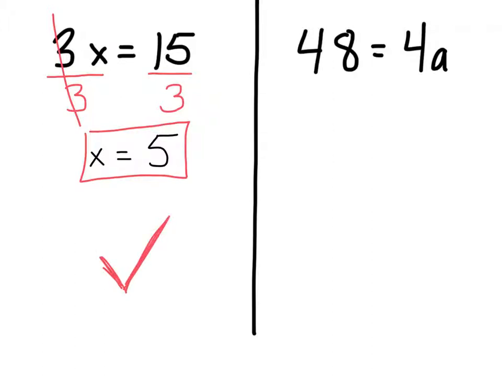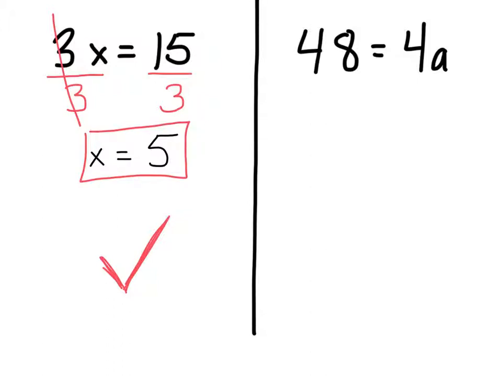Now what I want you to do is pause the video and try the equation over here to the right, 48 divided by 4a, or 48 is equal to 4a. Pause the video, try it, and then push the play button when you're ready to see the way that I did it.